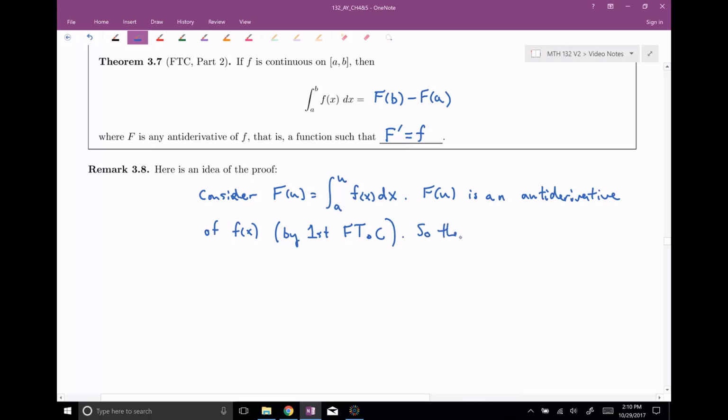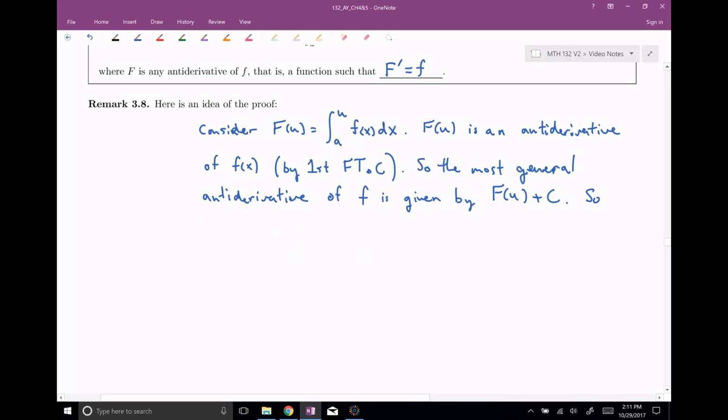So the most general antiderivative of f is given by F of u plus some constant of integration. Again, think back to the very end of chapter 3, section 3.9. In this case, I want to know which antiderivative I want. So I'm going to consider the integral from a to u of f of x dx. Again, this is going to be equal to F of u plus a constant of integration. That's the most general one.